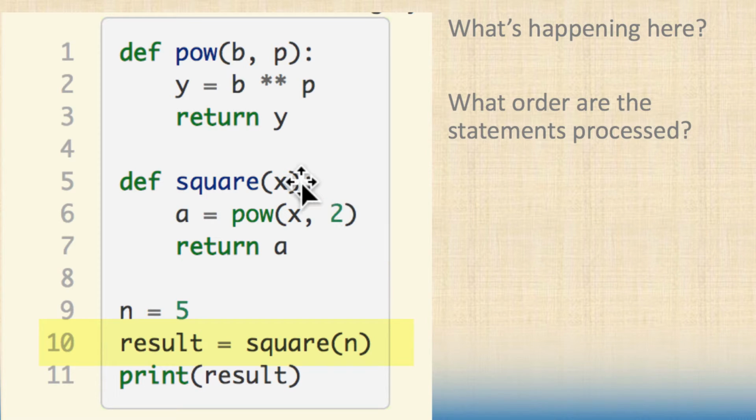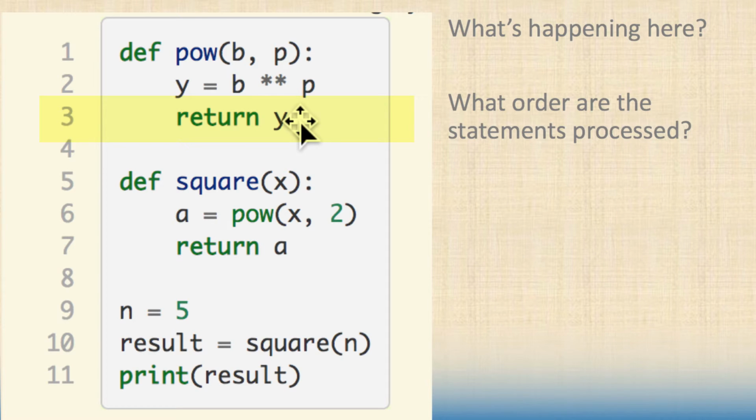So then it'll jump up to 5 and say, okay, we're going to square 5. And then it'll go down to 6, and it'll say, okay, a is going to be set to running the power of 5 and 2. And now it's actually calling another function, so it's going to have to run back up here and say, okay, let's use 5 and 2, and then go down to line 2 and run the formula, which is going to be 5 to the second power, which is 25.